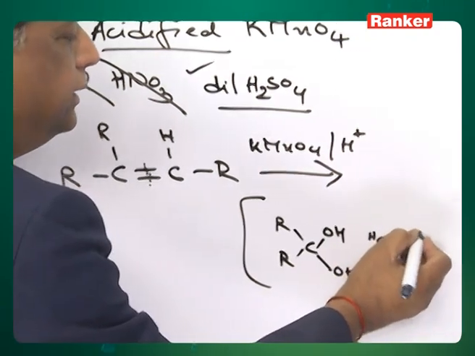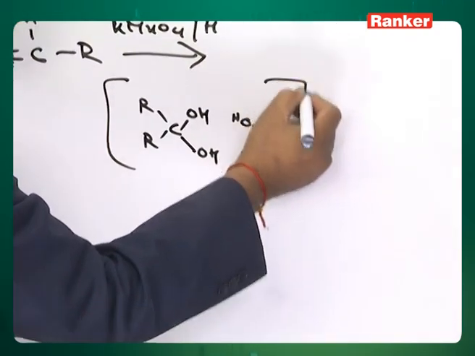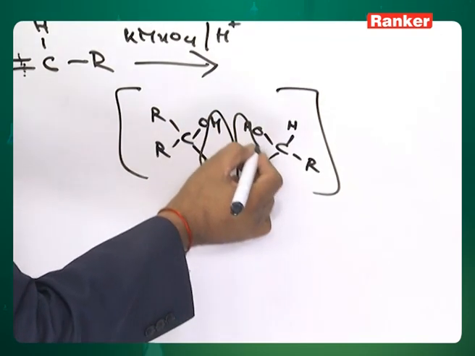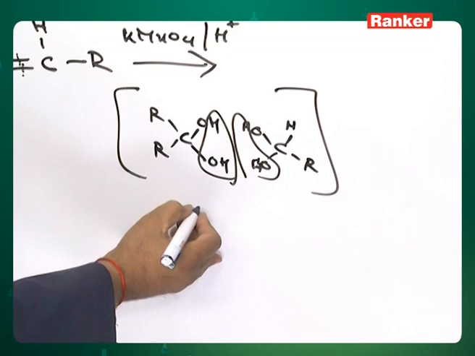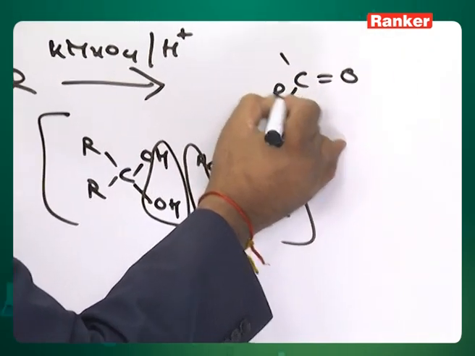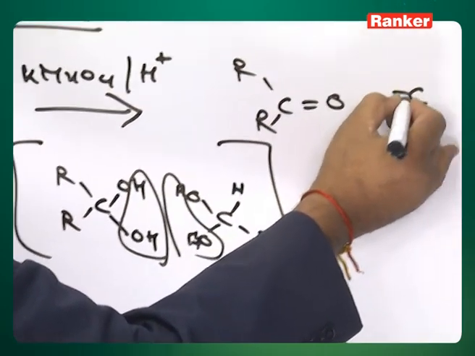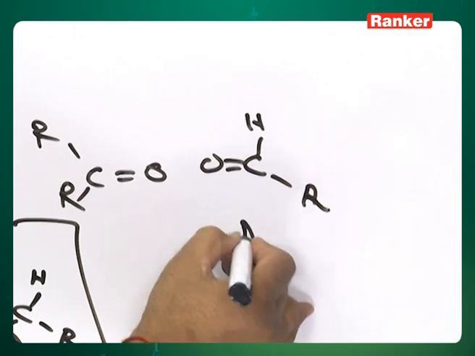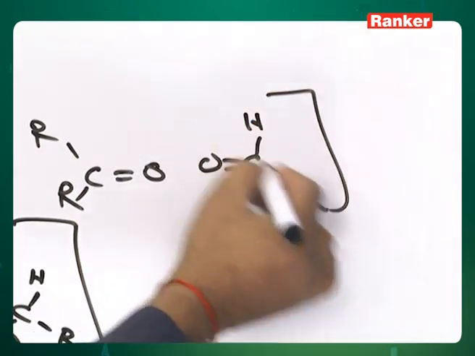Therefore, this answer will be formed as an intermediate, but because the 2 OHs are unstable, a water molecule is lost from both the sides. So you will get one side a ketone formed, other side you will get aldehyde. This is aldehyde. Now the problem is aldehyde is unstable.